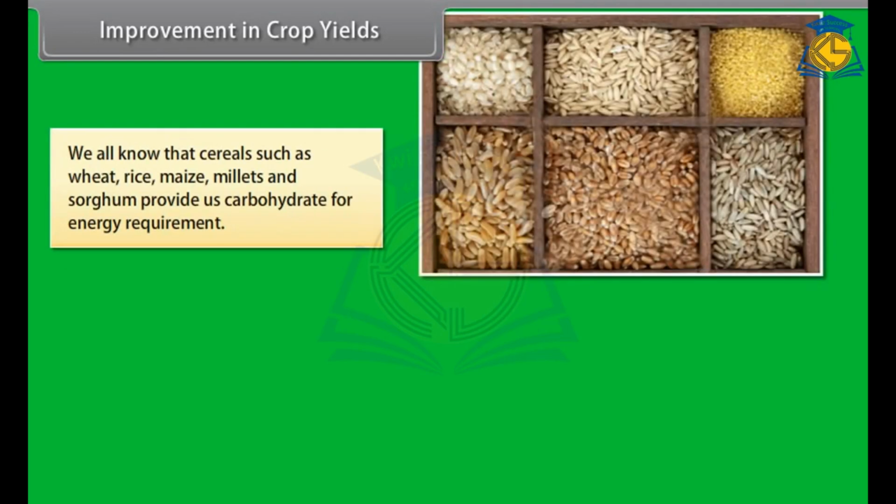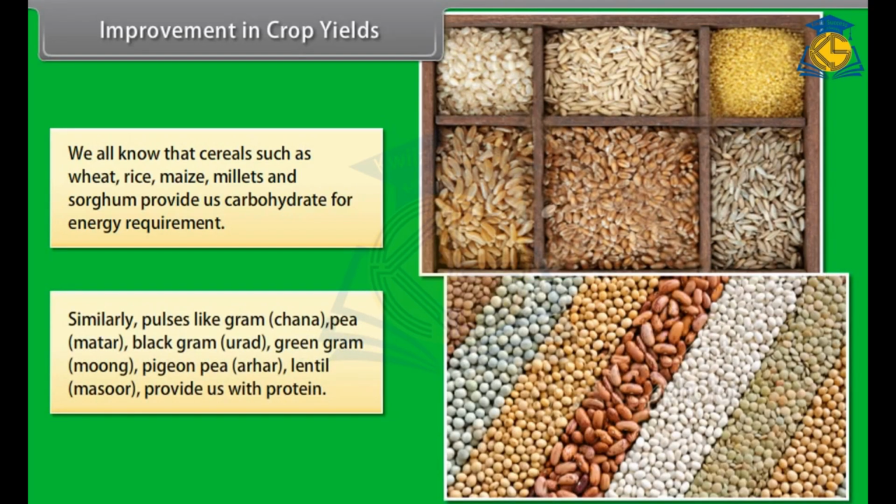We all know that cereals such as wheat, rice, maize, millets and sorghum provide us carbohydrate for energy requirement. Similarly, pulses like gram, chana, pea, matar, black gram, urad, green gram, moong, pigeon pea, arhar, lentil, masoor provide us with protein.